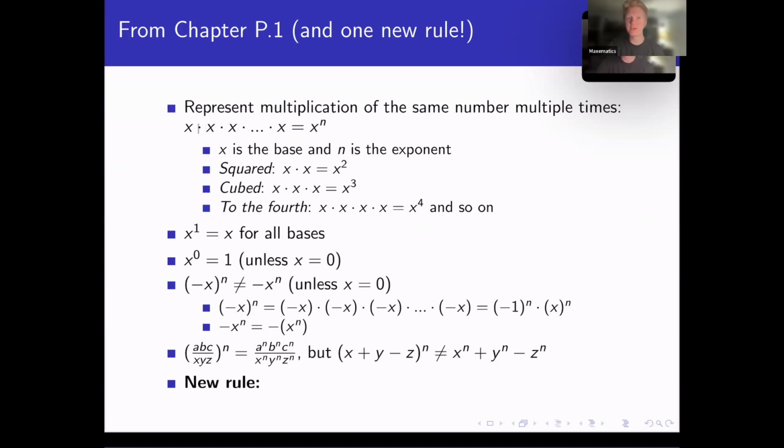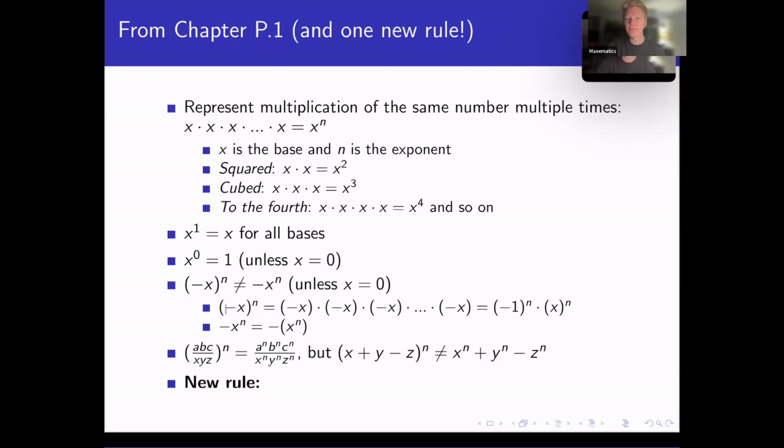If we're doing x times x times x so many times, that would be x to the n. X squared would be x to the 2. X cubed would be x to the third. And everything after x cubed would be to the fourth, fifth, and so on. Any number raised to the 1 power is itself. Any number raised to the 0 power is 1, unless x equals 0, but we're not going to deal with that here. Negative things raised to exponents, we have to be careful.